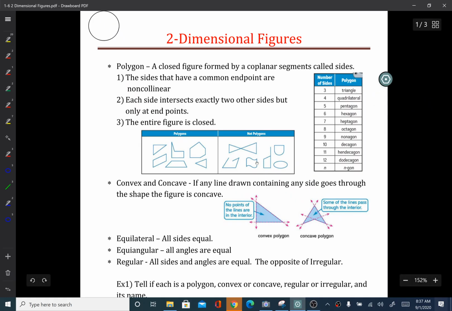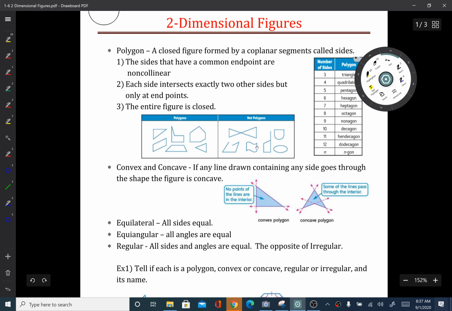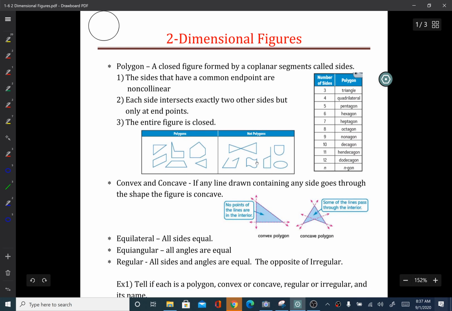Okay, good morning, good afternoon, wherever you are, depending on when you're watching this. Today we're going to be talking about two-dimensional figures. Once again, a lot of vocabulary, and then a couple things that you may or may not have heard of before, okay? First things first, a polygon.